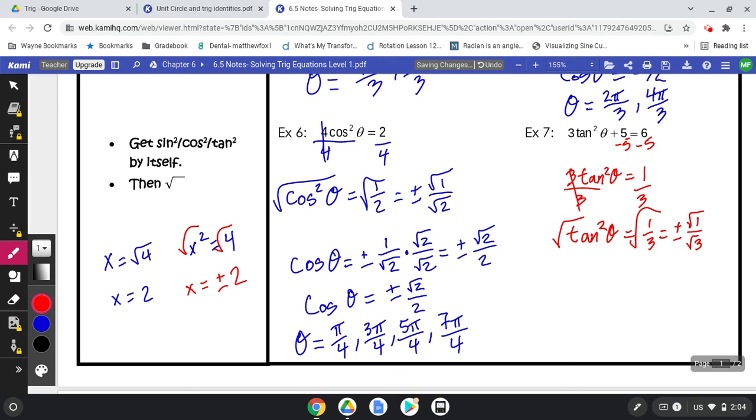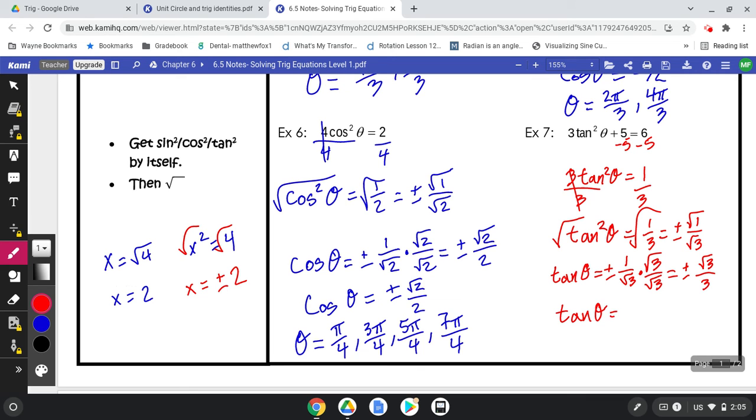Okay, and at this point, so we get tangent of theta equals plus or minus, it's going to be 1 over the square root of 3. We can't have the square root on the bottom, so let's rationalize our denominator. Plus or minus square root of 3 over 3.